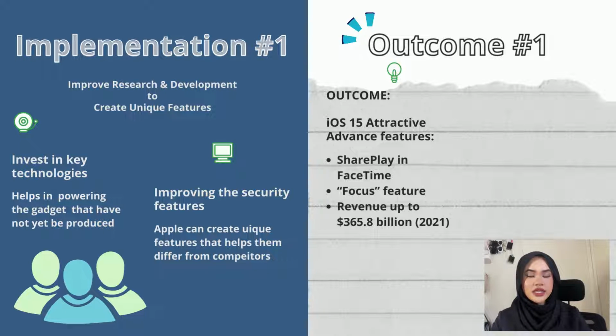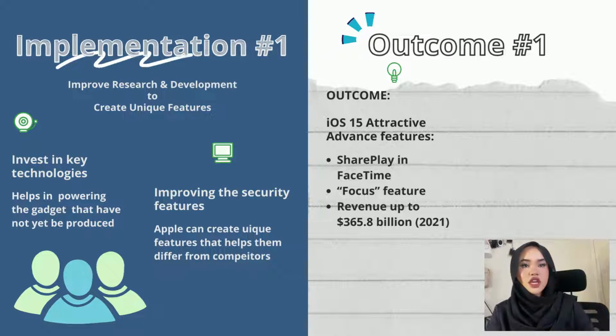Outcomes for this strategy include the establishment of iOS 15 that enables users to redesign their own preference, which includes SharePlay in FaceTime so that users can share their screen and play videos and movies together while on a video call. To reduce distraction, a notification summary collects notifications together for delivery at an appropriate time and arranges notifications by priority using the Focus feature.